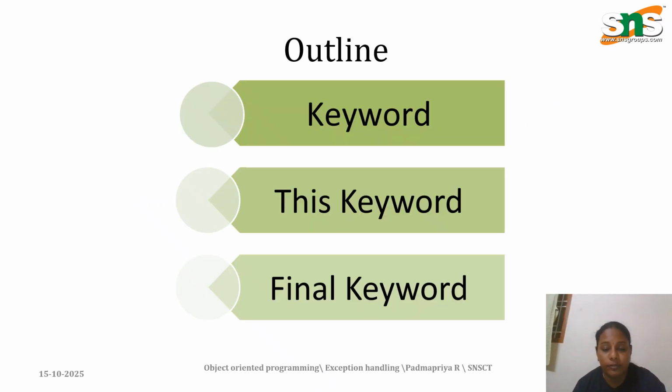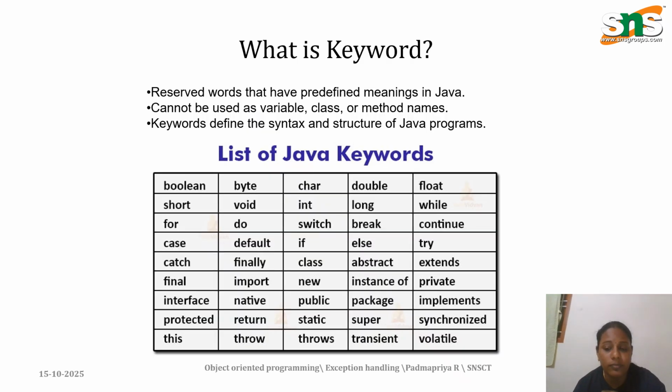This is the outline of this concept: keyword, this keyword, and final keyword. Generally, what is a keyword? Keywords have predefined meanings in Java, so they cannot be used as variable, class, or method names. Keywords define the syntax and structure of the Java program.